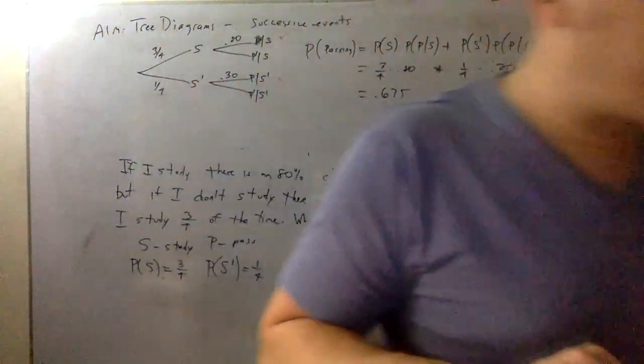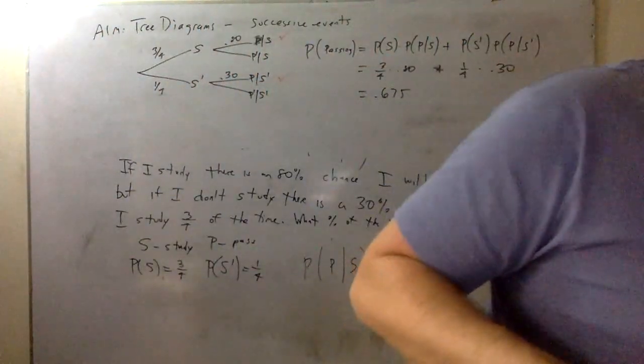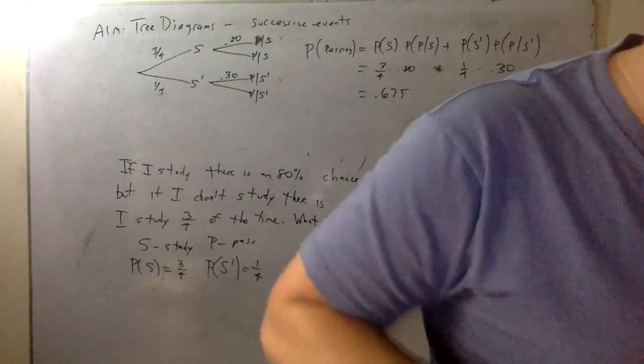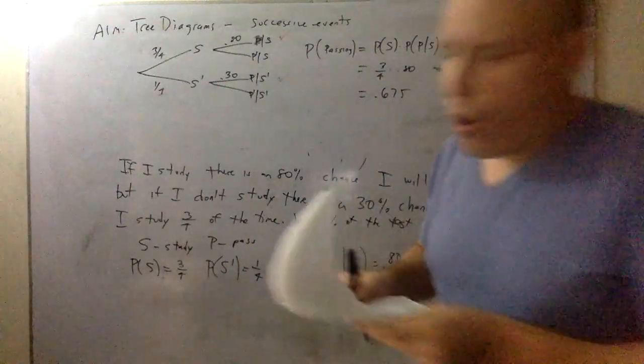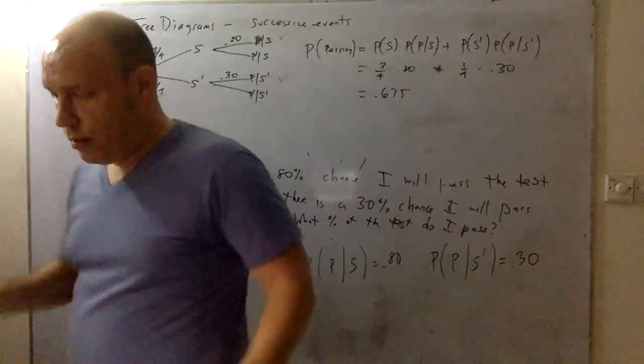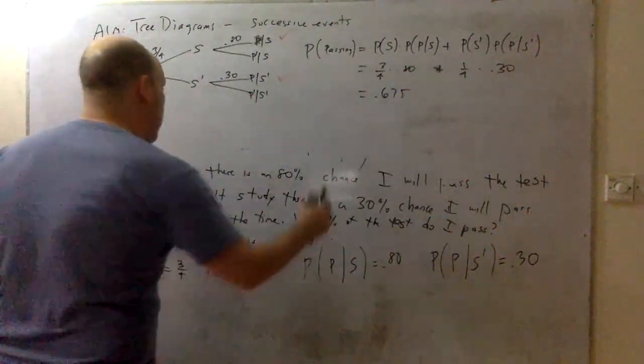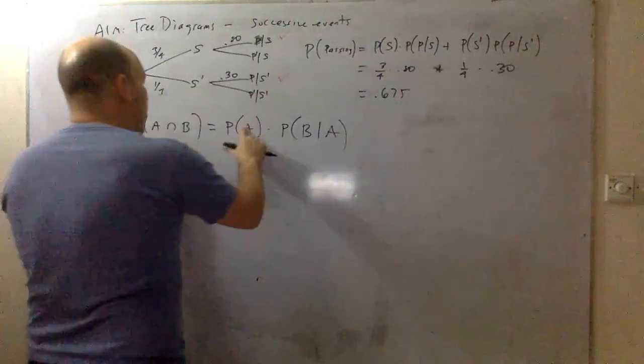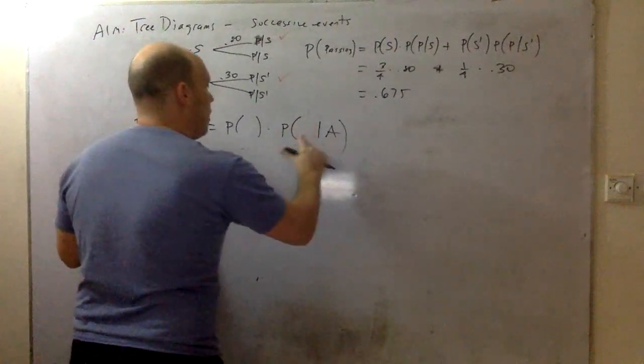Let's go on. Let's do some problems from the book, because I think the best way is to do some problems. So remember, here's the confusing part. In the book, they don't write it like that. They write it like this.